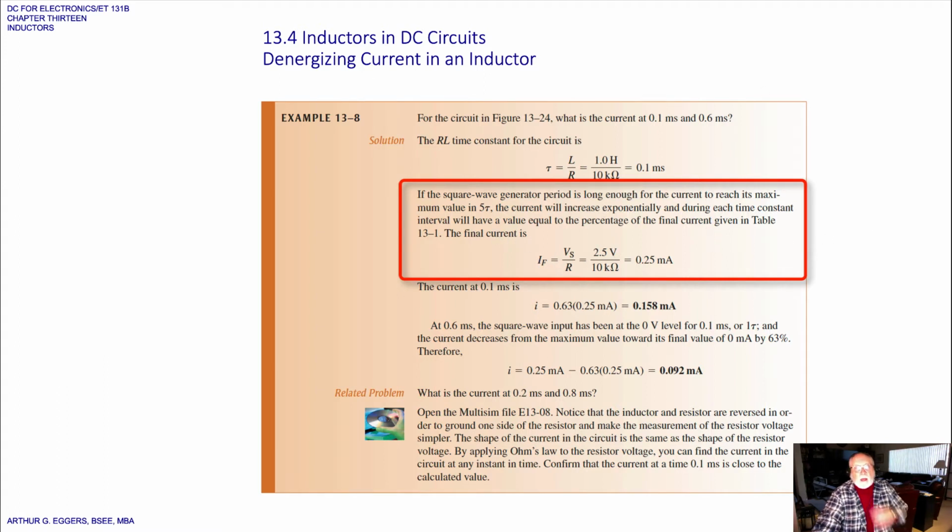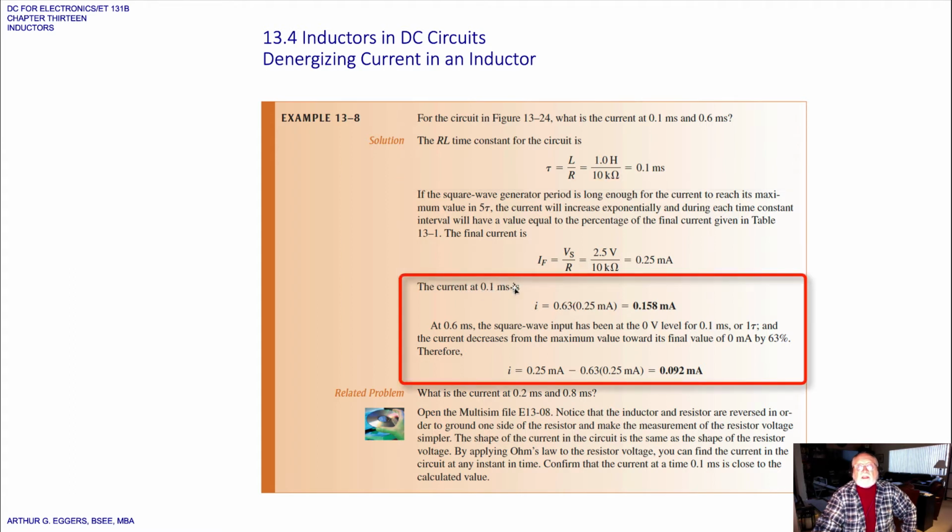So the final current is calculated using the relationship V source over the resistance. 2.5 volts over 10 k ohms gives us a quarter of a milliamp. The current at 1/10 of a millisecond then is, again, there's our figure, 0.63 or 63% of that total 0.25, or a quarter milliamp, which gives us 0.158 milliamps of current. So 158 thousandths of a milliamp.